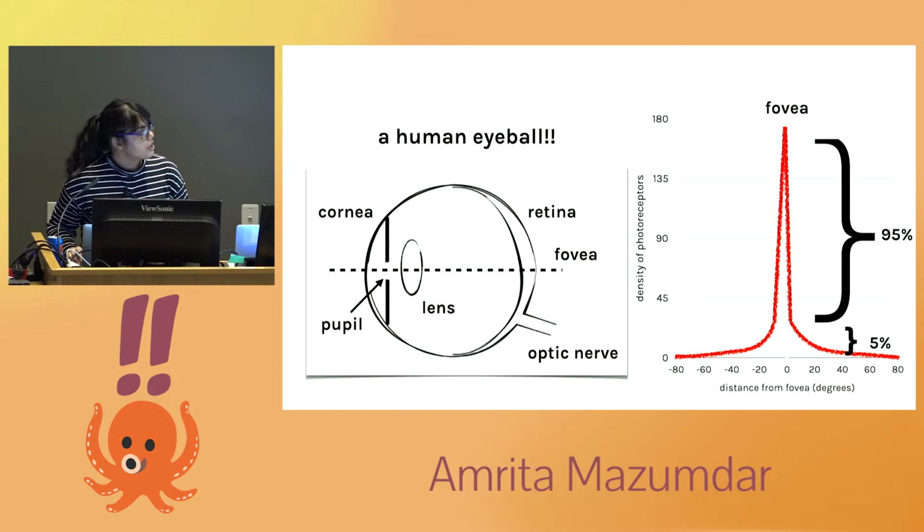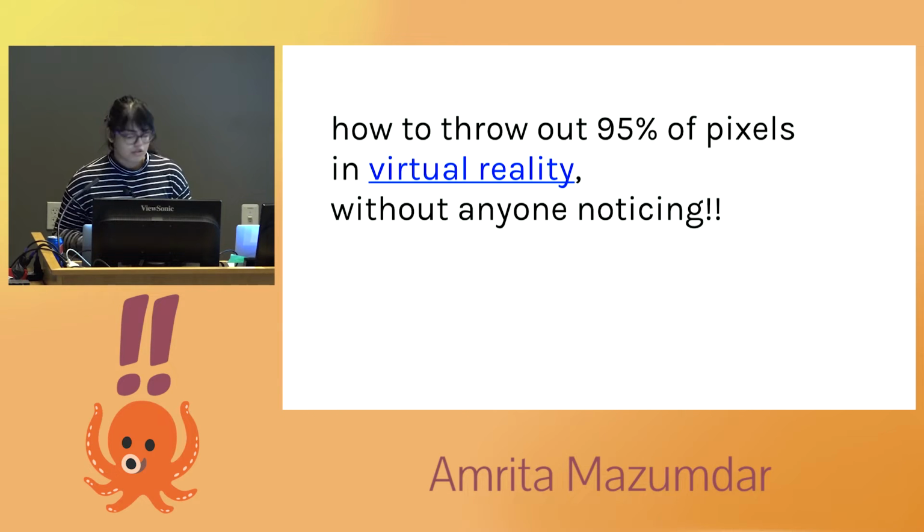And the foveal region has about 95% of the photoreceptors, and then the rest of your optic nerve is taking in 5% of the scene for your peripheral vision. So that's what the peripheral vision thing comes from. You've got your foveal region and your peripheral region. This is also where the 95 number from my talk comes from. It's the foveal region. So why are we talking about virtual reality?